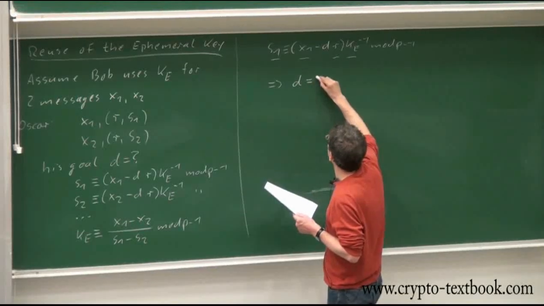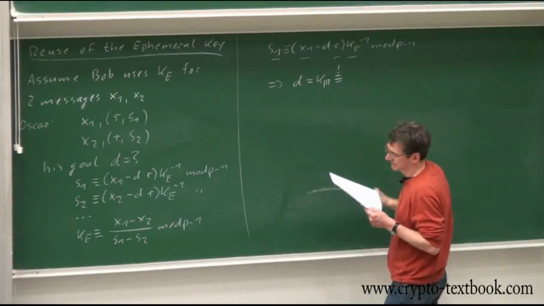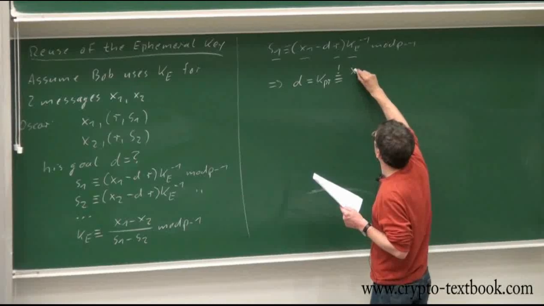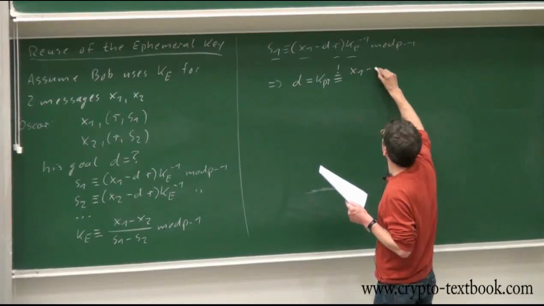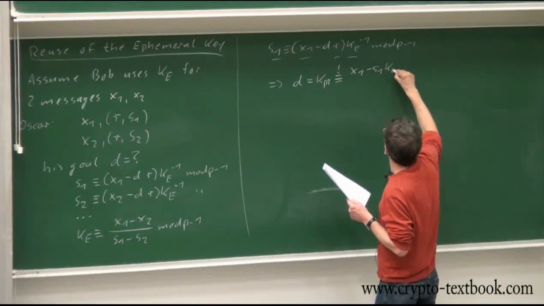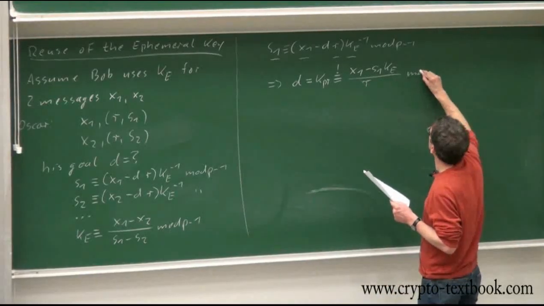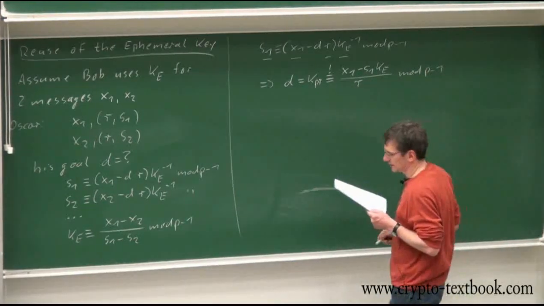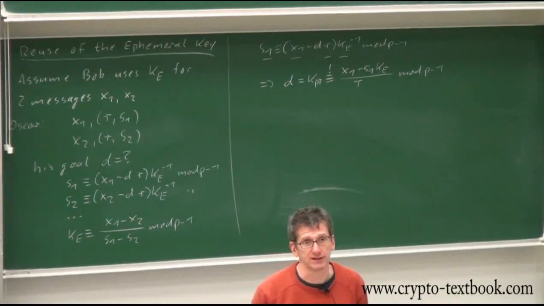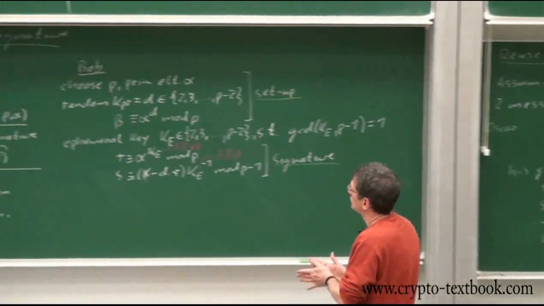So D, which is the private key, if we reorder this here, it becomes X1 minus S1 times KE, divided by R, mod p minus 1. So it's really simple here. That's what I just showed you. It's really simple to compute that.